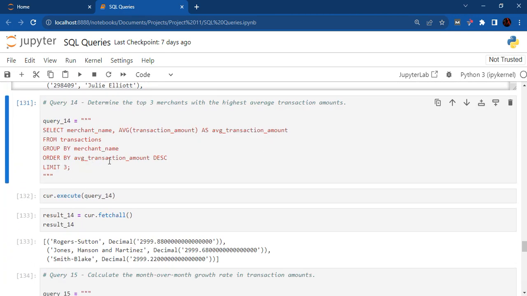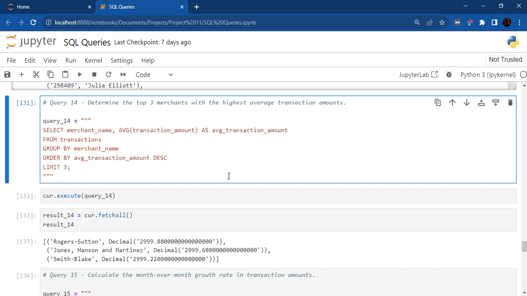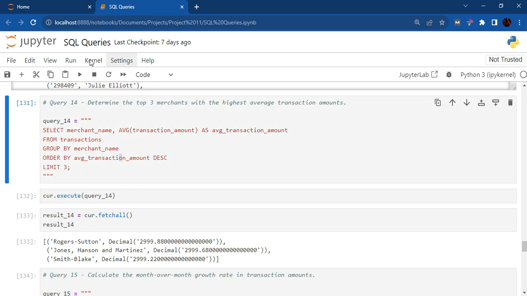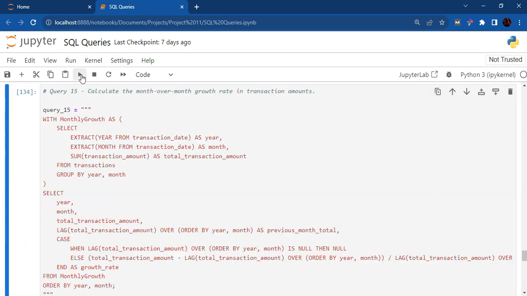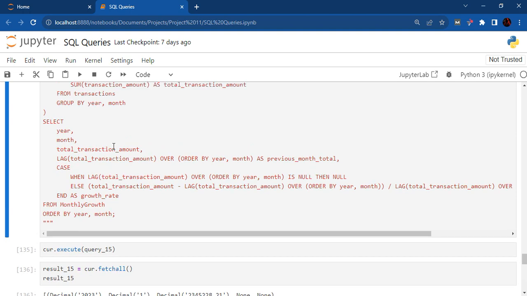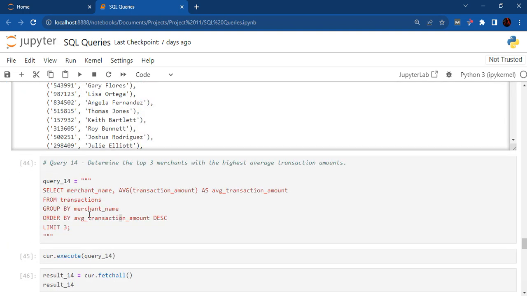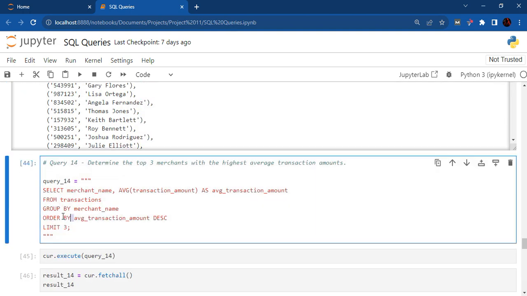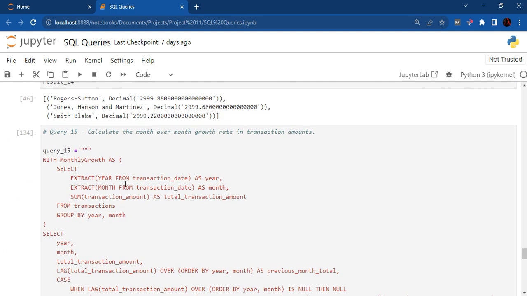Okay, so now let's take the second to the last query. Now determine the top 3 merchants with the highest average transaction amount. Now I have to get the merchant name and their transaction amount. From this, they group by that in descending order. I think I've been doing most of this, so it's not that hard to explain. It's not hard to grasp. I've done something like that. So we use group by, order by, limit, and that.